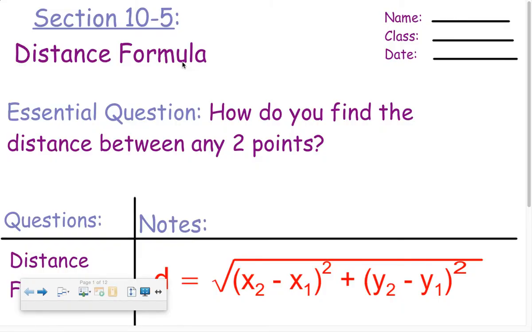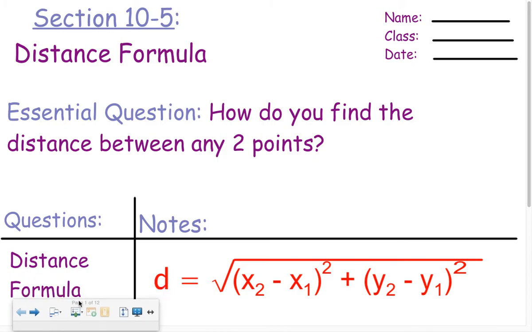Section 10.5, the distance formula. Essential question: How do you find the distance between any 2 points? So when we're talking about 2 points, we are referring to 2 coordinate points on a coordinate grid.